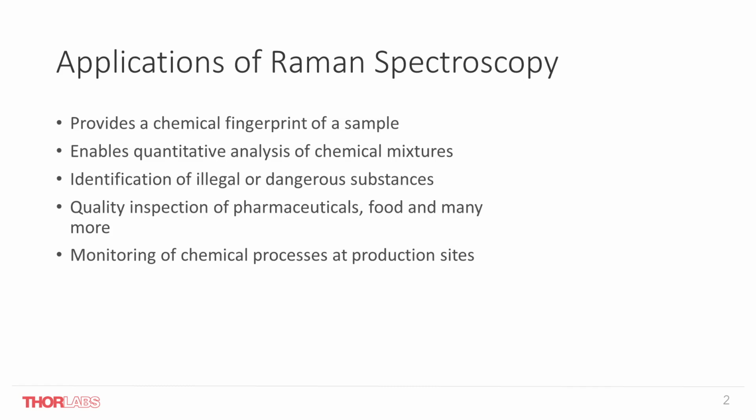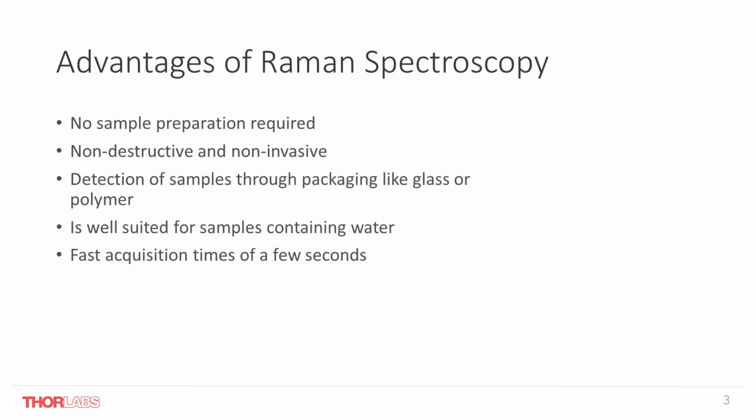Raman Spectroscopy can also be a useful tool in monitoring chemical processes at production sites and facilities in real time without having to take samples to a laboratory. One of the biggest advantages is that Raman Spectroscopy requires no sample preparation, so it is easy to use and may even be implemented for continuous live monitoring.